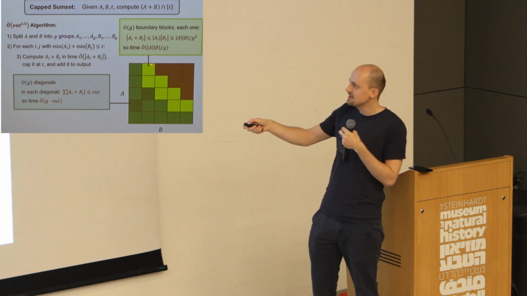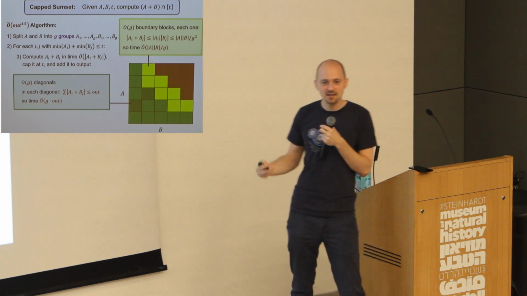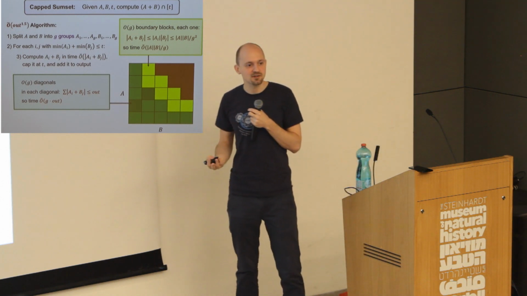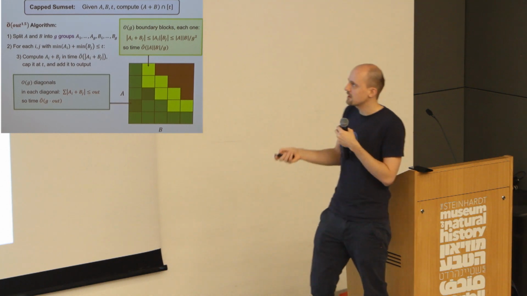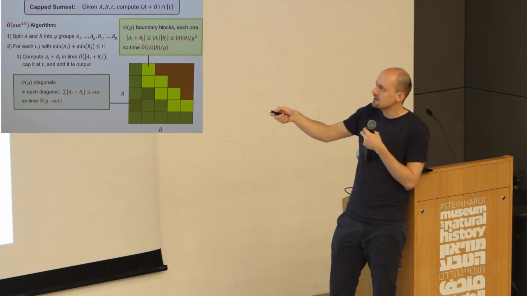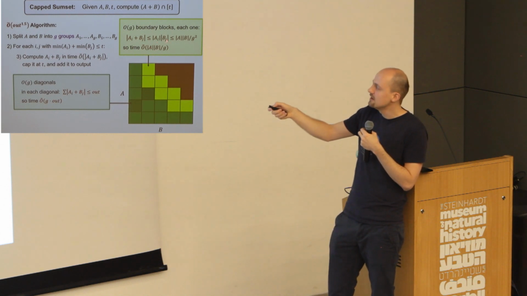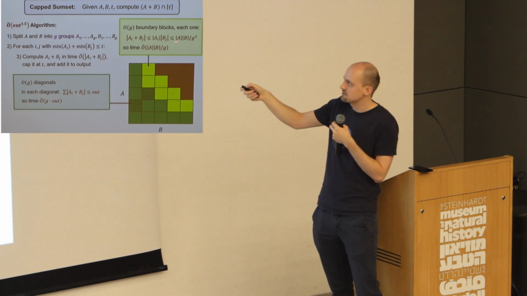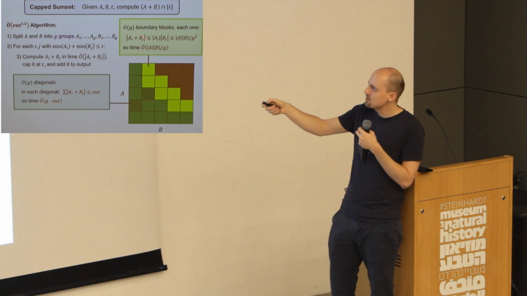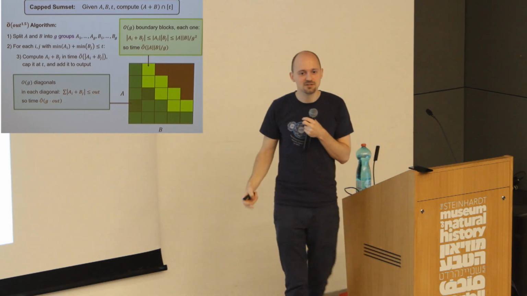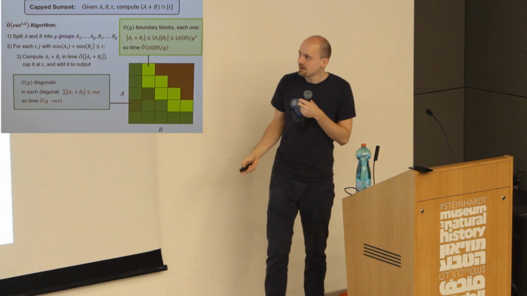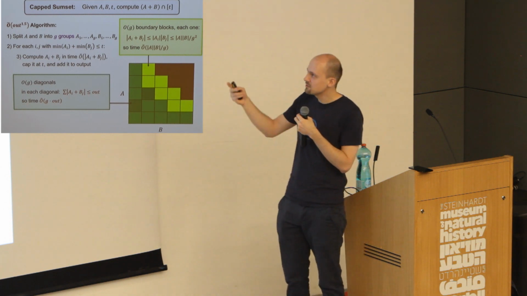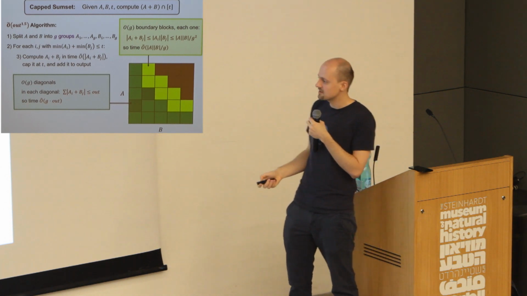Along the boundary, some pairs are larger than t, so we cannot charge to the output size. But we can say that certainly the sum set is at most quadratic, and because we split into g groups, this is the product of the two sizes, and because we have g boundary blocks, this is the total time over g boundary blocks. Now we have two things that are traded off against each other.